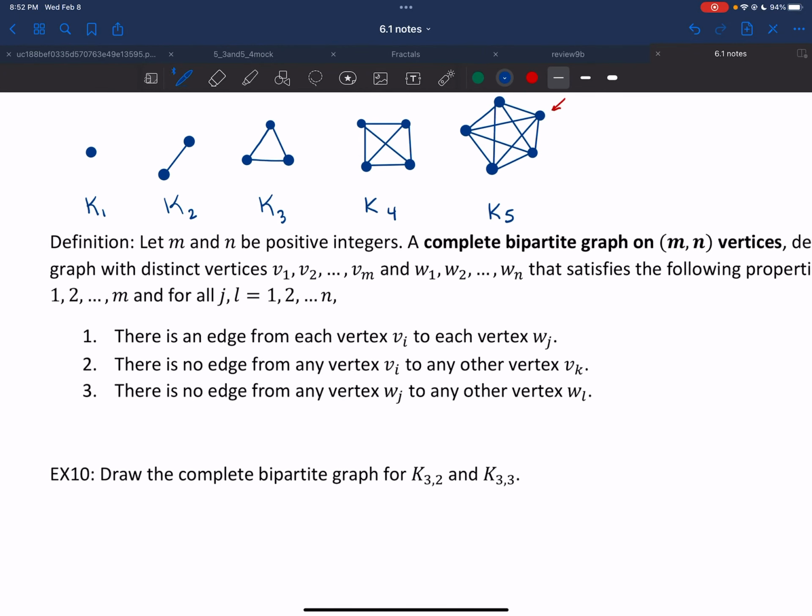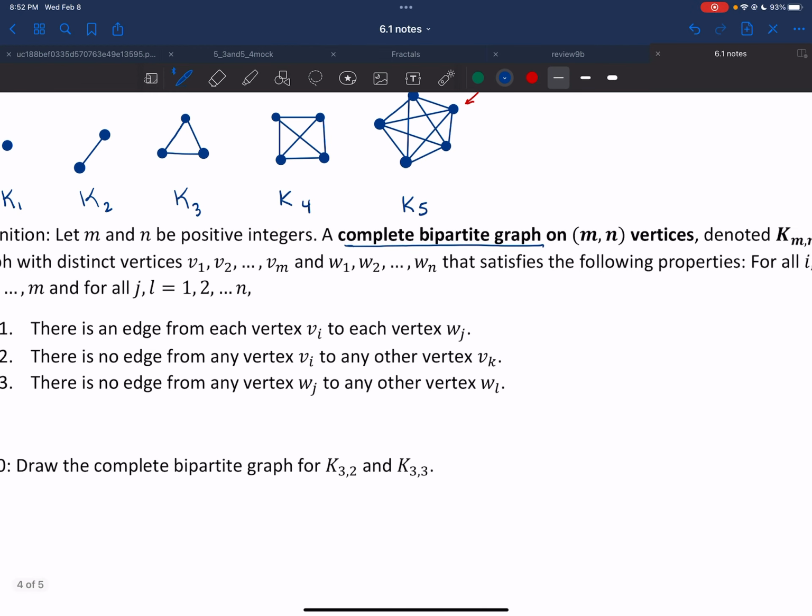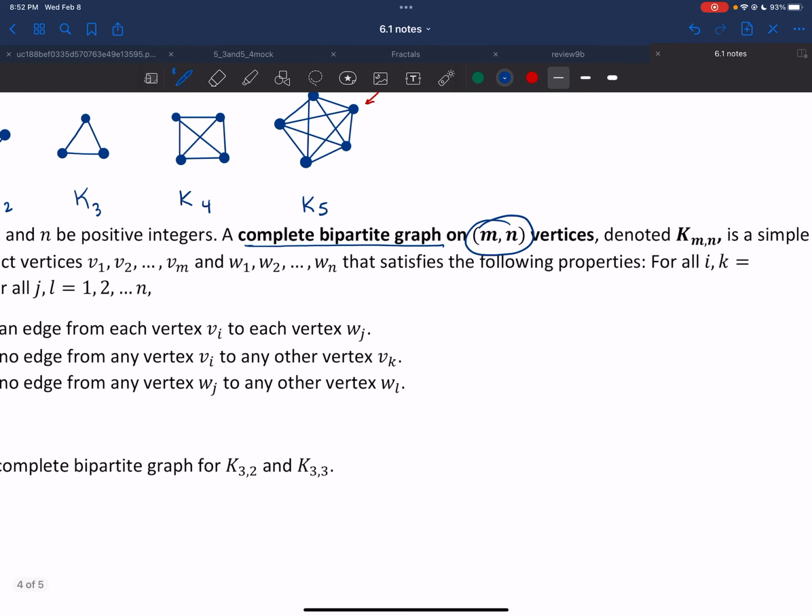Look at something called a complete bipartite graph on M, N vertices. These are going to be two different groupings. Let's say we have a left group and we have a right group. Those groups cannot connect with other members inside their own group. They can only connect with members outside of their group.